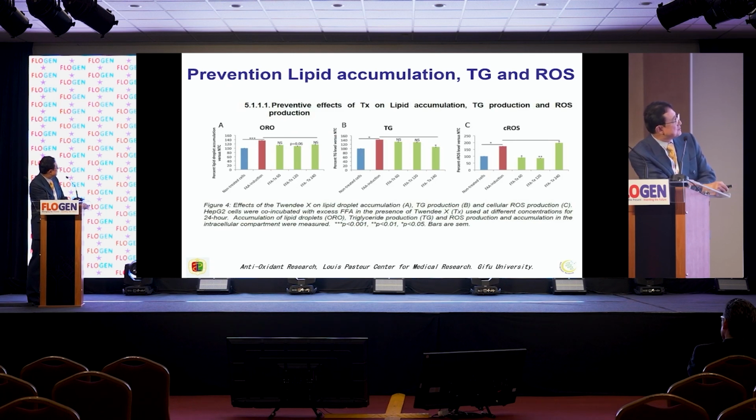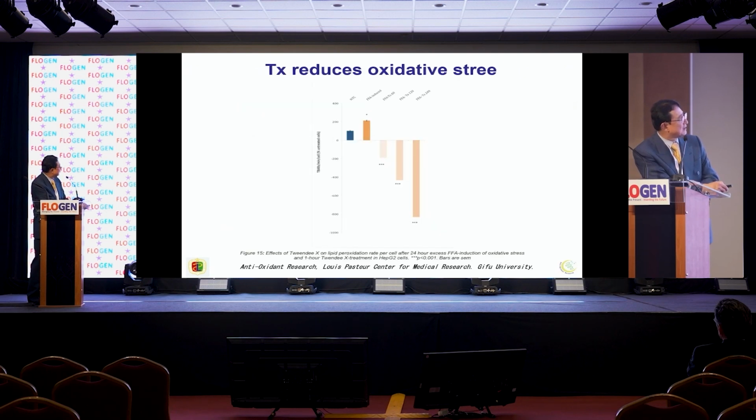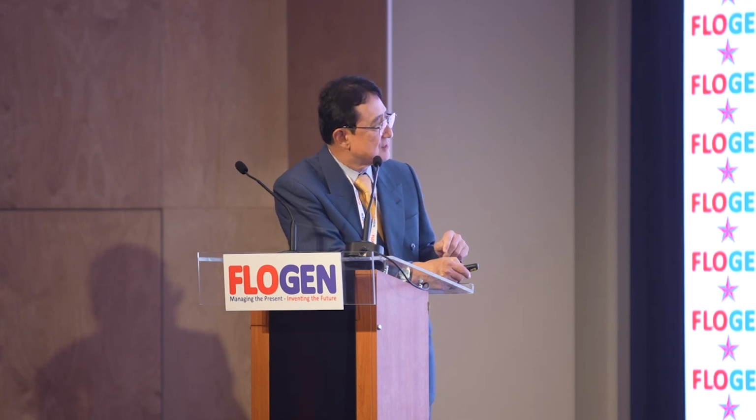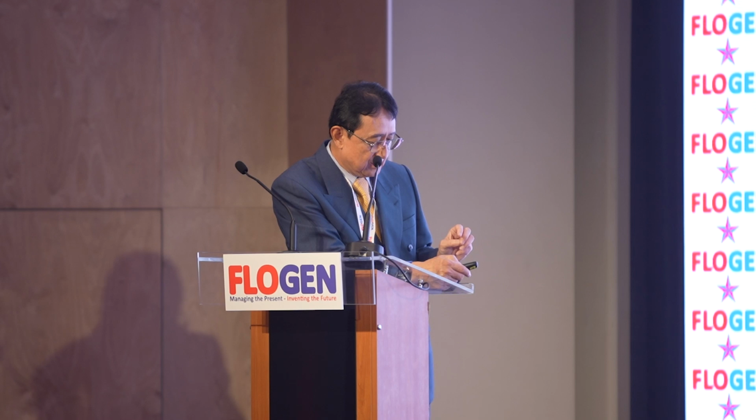And then this is a prevention of the lipid accumulation, TG and loss. And then there are lots of experiments. What is the system behind? And then what's certain is Twendee X reduces oxidative stress. You can see the vertical and horizontal line, and the left hand side is FFA-induced increase of the oxidative stress. And then if you put Twendee X into the system, ROS is going down.